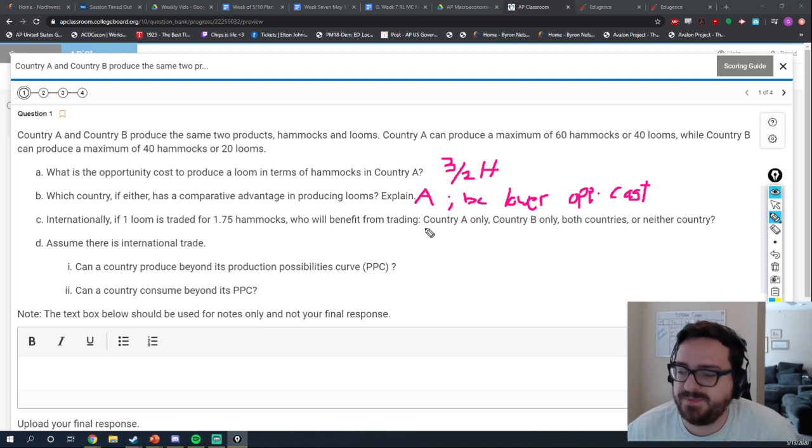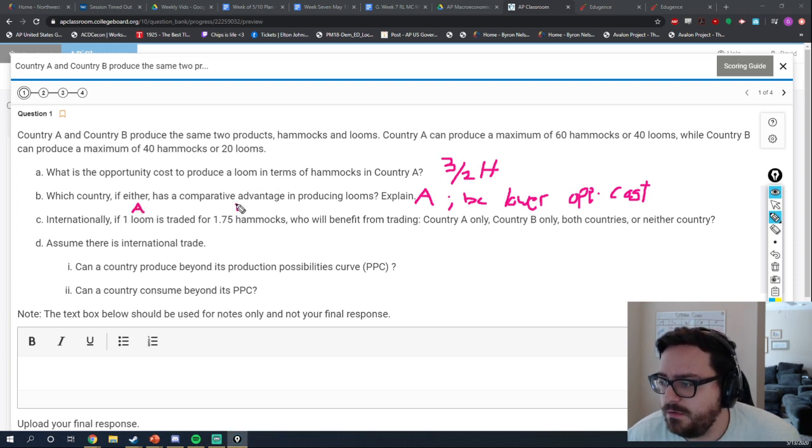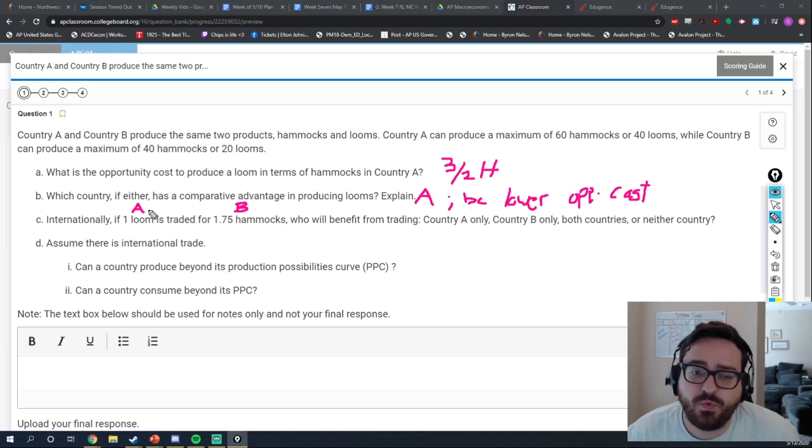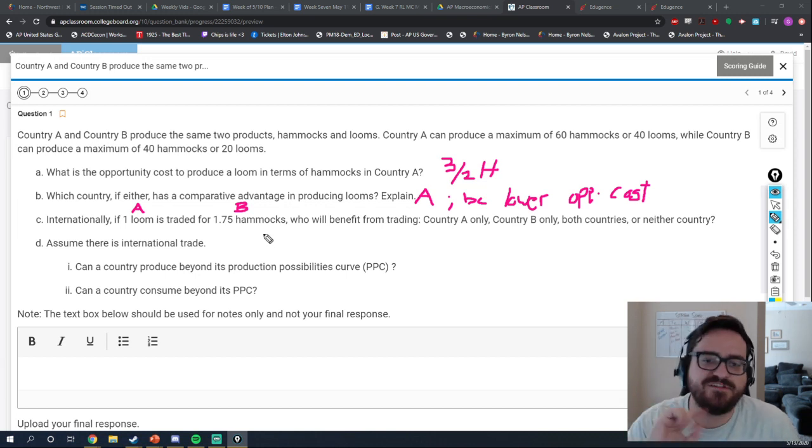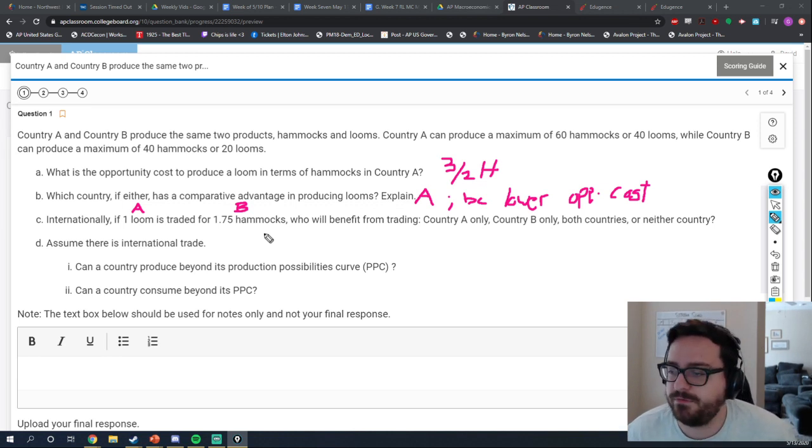And that's based on specialization, and you specialize in what you have a comparative advantage in. We said A would specialize in looms, which means that B will specialize in hammocks. So this is 1 loom from A for 1.75 hammocks from B. So step 1, figure out who's making what. And again, that's based on comparative advantage. Countries specialize in what they have a comparative advantage in and then trade for the other thing.